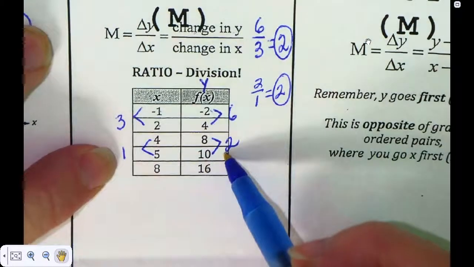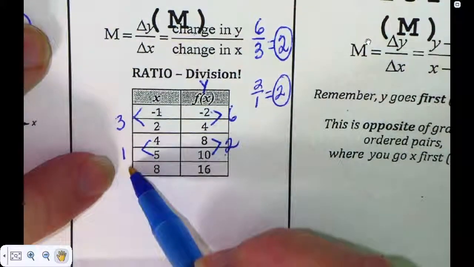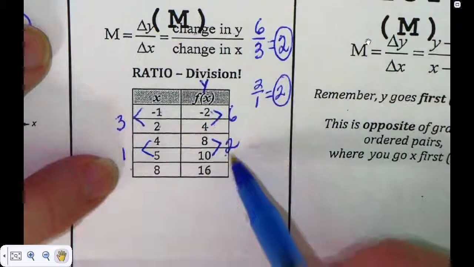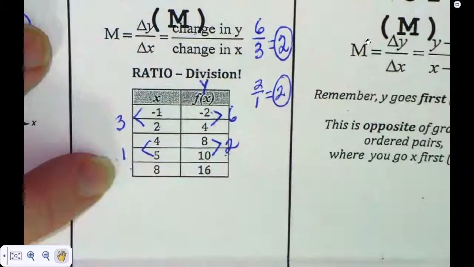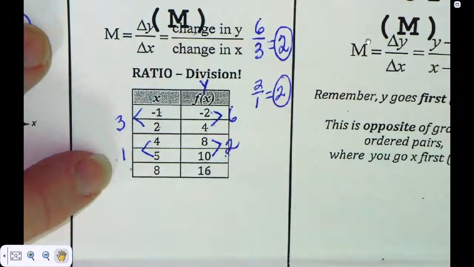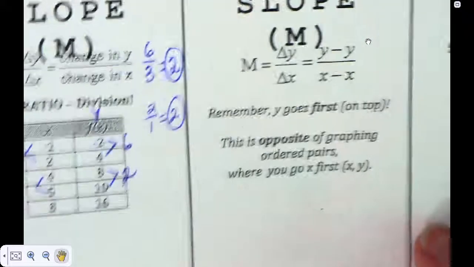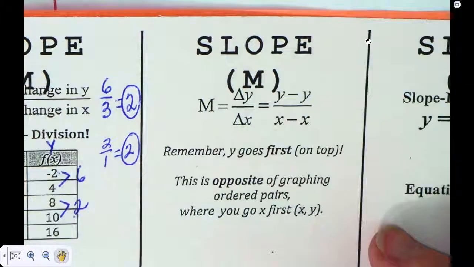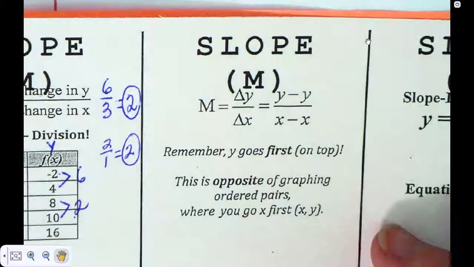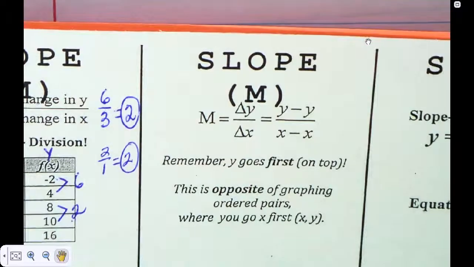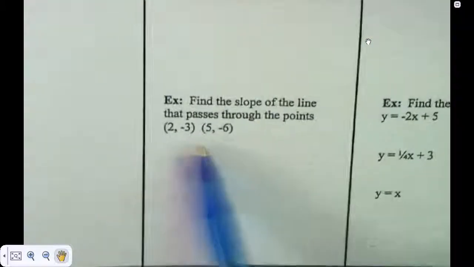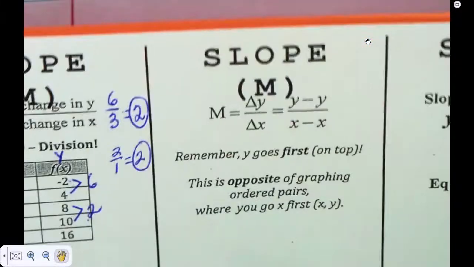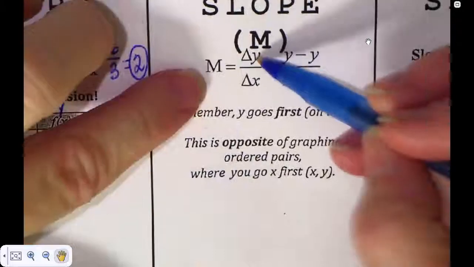So the change in y over the change in x. Is everybody getting that? Okay, now this next part is the very same thing, except they're going to give us coordinates, but they're not going to be on a table. They're just going to be as an ordered pair. Look like this. That's all it is. So you're still doing the change in y over the change in x.